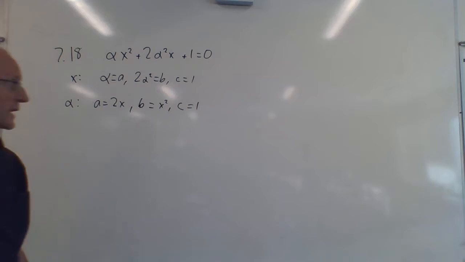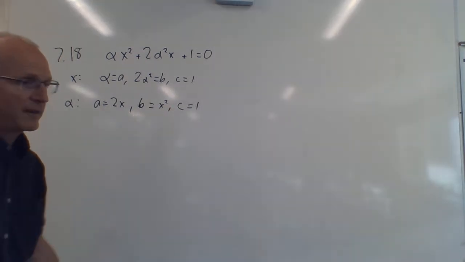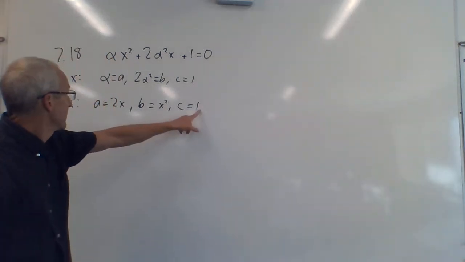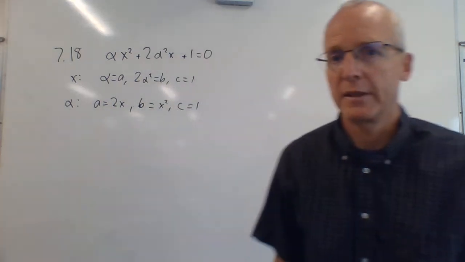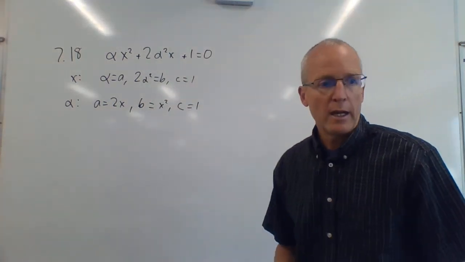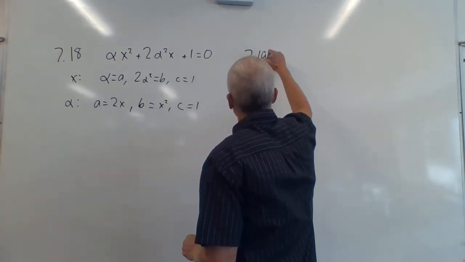Then we just use the quadratic formula. Negative b plus or minus the square root of b squared minus 4ac, all over 2a. And you're going to have x's in your answer for this one, and you're going to have alphas in your answer for this one, and that's okay. So it's just a matter of using the quadratic formula. Same as 7.19.